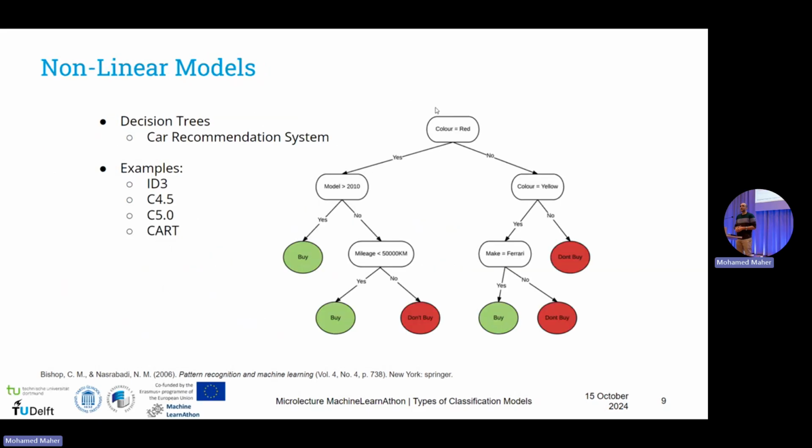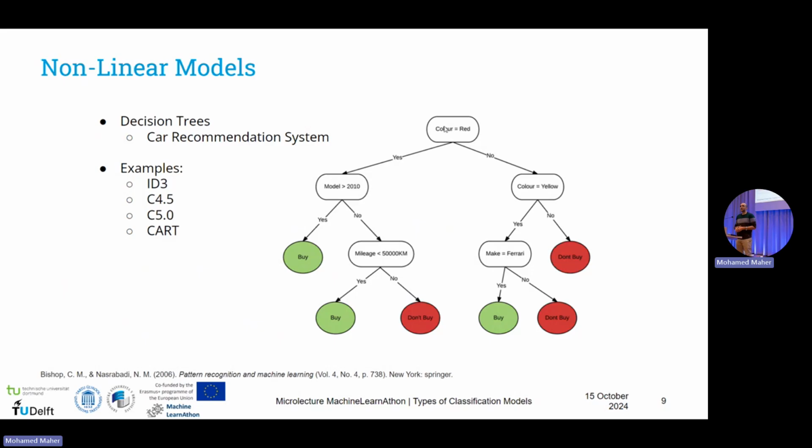For nonlinear models, we are trying to find not a hyperplane, not a straight line or a plane. The decision boundary for these models is nonlinear. And one of the most popular families of nonlinear models is decision trees. Decision trees have many different variants, but here is a diagram for one of the decision tree models for a car recommendation system.